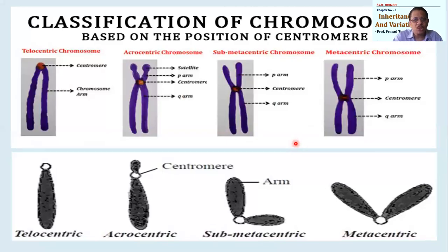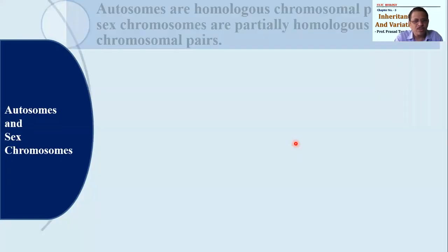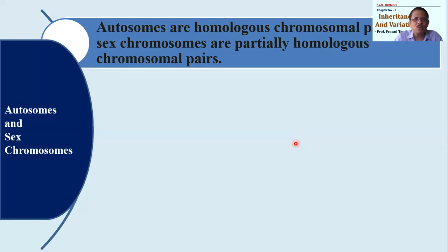So depending upon P:Q ratio we can categorize chromosomes. अभी ऐसे Q that we have to understand. So autosomes and sex chromosomes, if we take into consideration, we have to have some ideas. First we can say autosomes are homologous chromosomes, and they form pairs. Sex chromosomes are partially homologous, and they form pairs, but they are partially homologous. Sex chromosomes are not completely homologous.